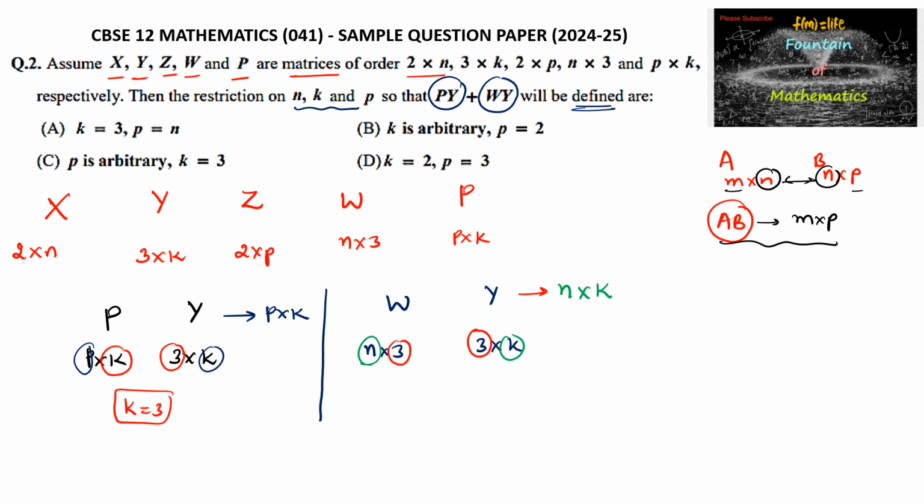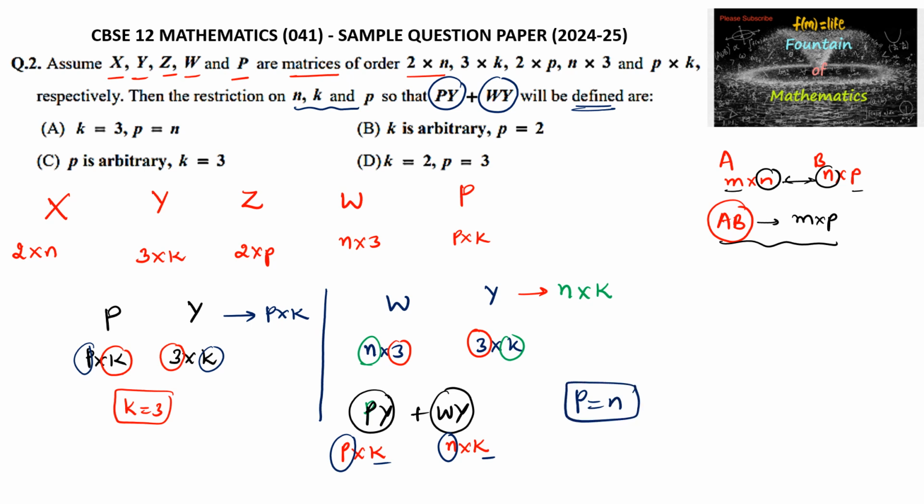And now for adding, PY is a matrix and WY is a matrix. Addition of two matrices is possible only when their orders are the same. So the PY matrix order is p by k, and the WY matrix order is n by k. Since the orders must be the same, p should be equal to n here. Anyhow k is the same, so p must be equal to n. So to define PY plus WY with the respective orders, p must be equal to n and k is equal to 3. So we can go with option A.